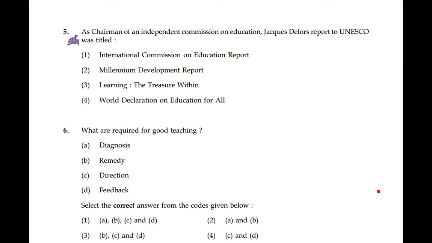So now next question is question number 5. As a chairman of an independent commission on education, Jacques Delors' report to UNESCO was titled. So its correct option is third one. Learning the treasure within. Now question number 6. What are required for good teaching? Diagnosis, remedy, direction, feedback. So all 4 are required. So our correct option is this first one, A, B, C and D.